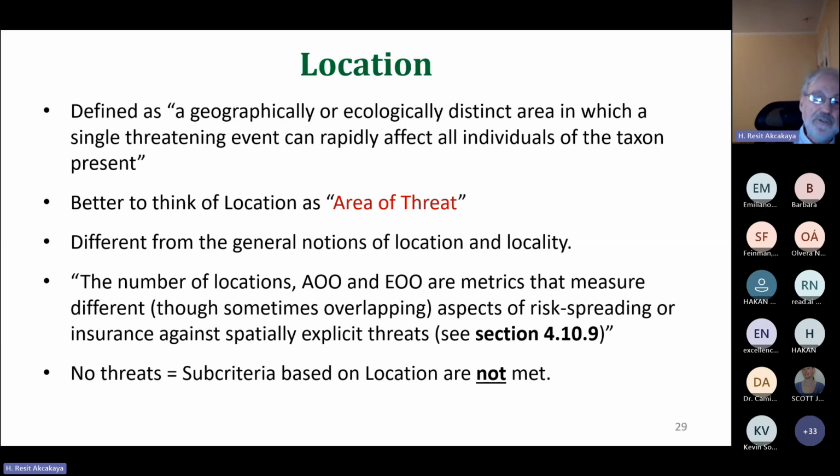Another point is that if there are no threats, then sub-criteria based on location are not met. In other words, if there are no threats, you cannot say the number of locations is 0. You have to say that the sub-criteria in which the number of locations are used are not met, which is the same thing as saying that there are many more than 10 locations. So definitely not 0.